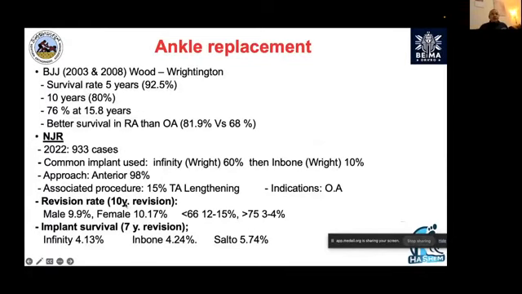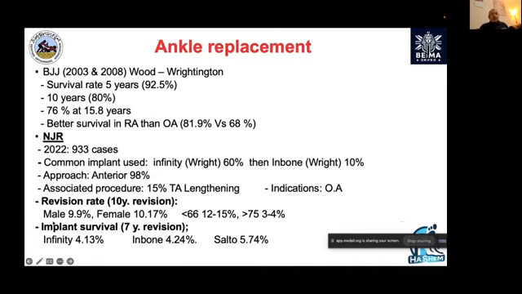Revision rate at 10 years was about 9.9% in males and 10.17% in females. And the most interesting point is that in young age, below 66, it's about 12 to 15%, while above 75 it is just 3 to 4% at 10 years. This means 96 to 97% of the implants didn't go for revision after 10 years, which is a very, very good result.